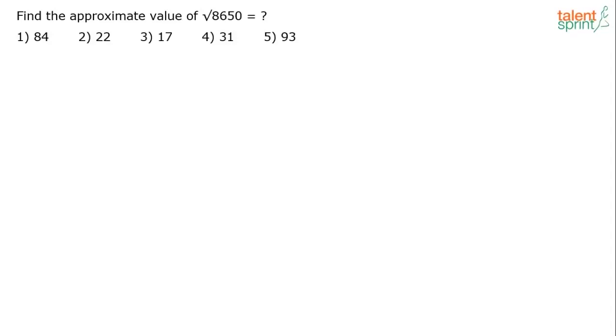Having understood what approximation is all about, let's look at the first question from this topic of approximations. As you can see, the question here is: find the approximate value of square root of 8650. And the options given are 84, 22, 17, 31 and 93. So basically it's all about finding out the square root of 8650. Remember, approximate square root of 8650. All right, and also note that approximate square root and approximate cube root are two of the most important concepts from the topic of approximations.